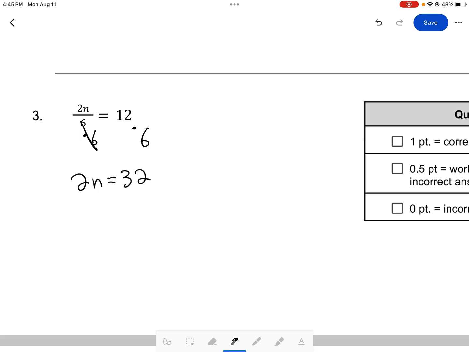12 times 6 is not 32. 12 times 6 is 72. Then I'm going to do the opposite. I'm going to divide both sides by 2. And 72 divided by 2 is 36.